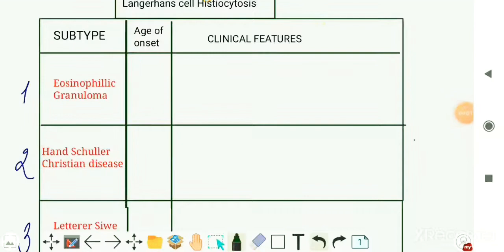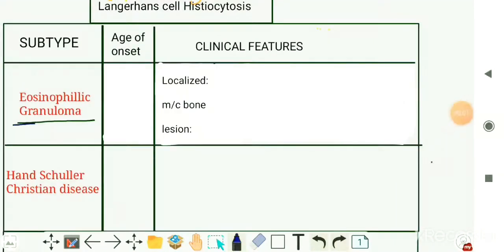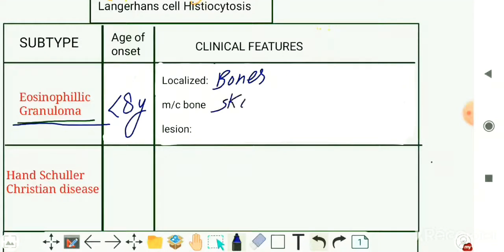Let's continue with Langerhans cell histiocytosis subtypes. As it is an orthopedic topic, in dermatology it is associated with skin manifestations. That's why I'm discussing it here. First subtype is eosinophilic granuloma. The age of onset is less than 8 years. Eosinophilic granuloma is localized to bones. The most common bones which are involved are skull bones. More specifically, the temporoparietal area is mostly involved, and the lesions are lytic lesions.